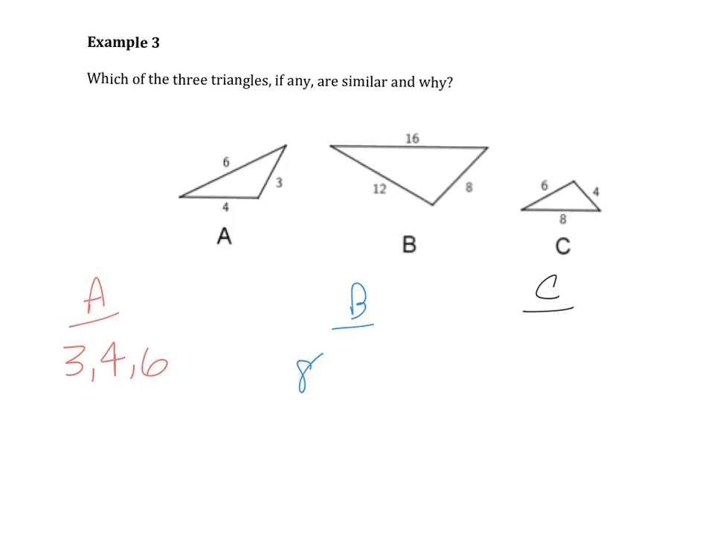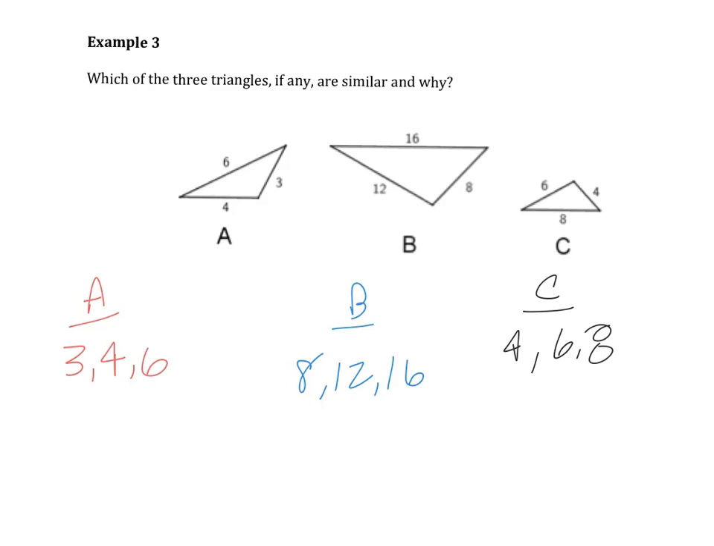In B, I have 8, 12, and 16. And in C, I have 4, 6, and 8. Now I look for a relationship between any two pairs of triangles, and it appears as though there is no direct proportional relationship between a 3, 4, 6 and an 8, 12, 16, so that doesn't seem like it's going to happen. I could also check a 3, 4, 6 with a 4, 6, 8, and clearly those are not similar because the corresponding sides are not in proportion.